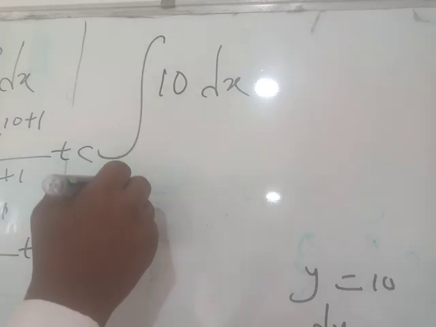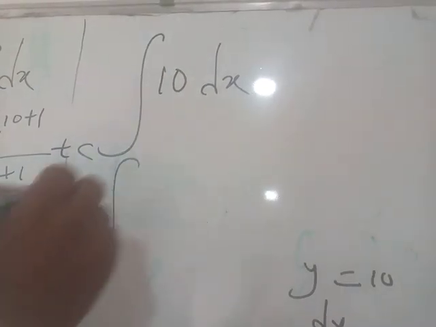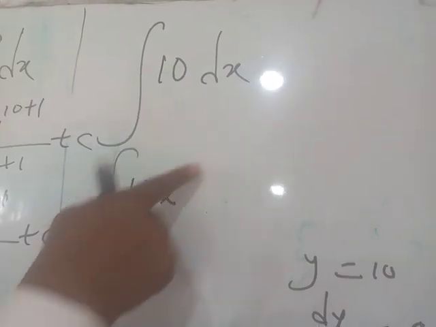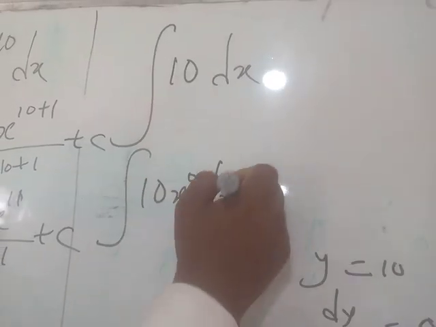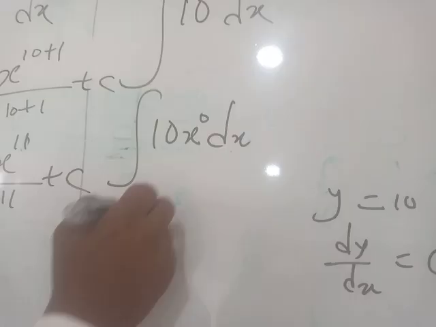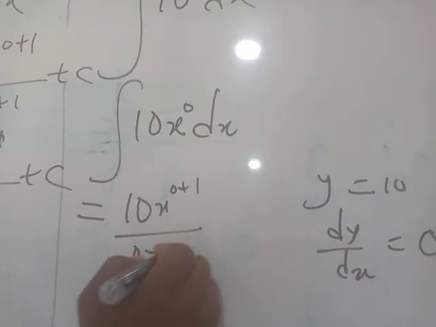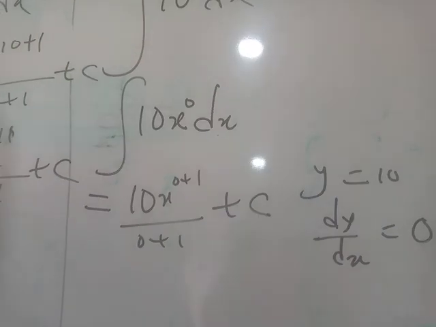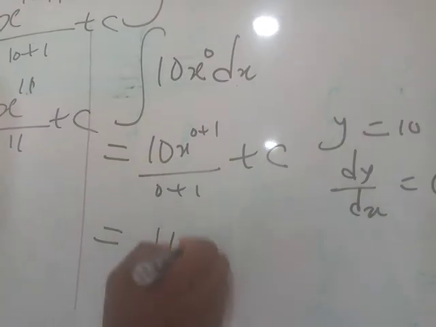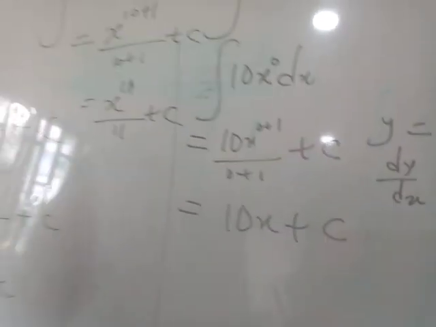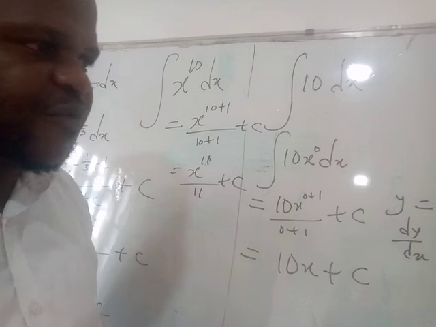So the integral of 10 is the same thing as the integral of 10 times x raised to power 0. So nothing has changed with respect to x. So the final answer is going to be 10x raised to power 0 plus 1 all over 0 plus 1, plus constant of integration. So the final answer is going to be 10x plus constant of integration. So that is how we use the basic formula to solve integrals.